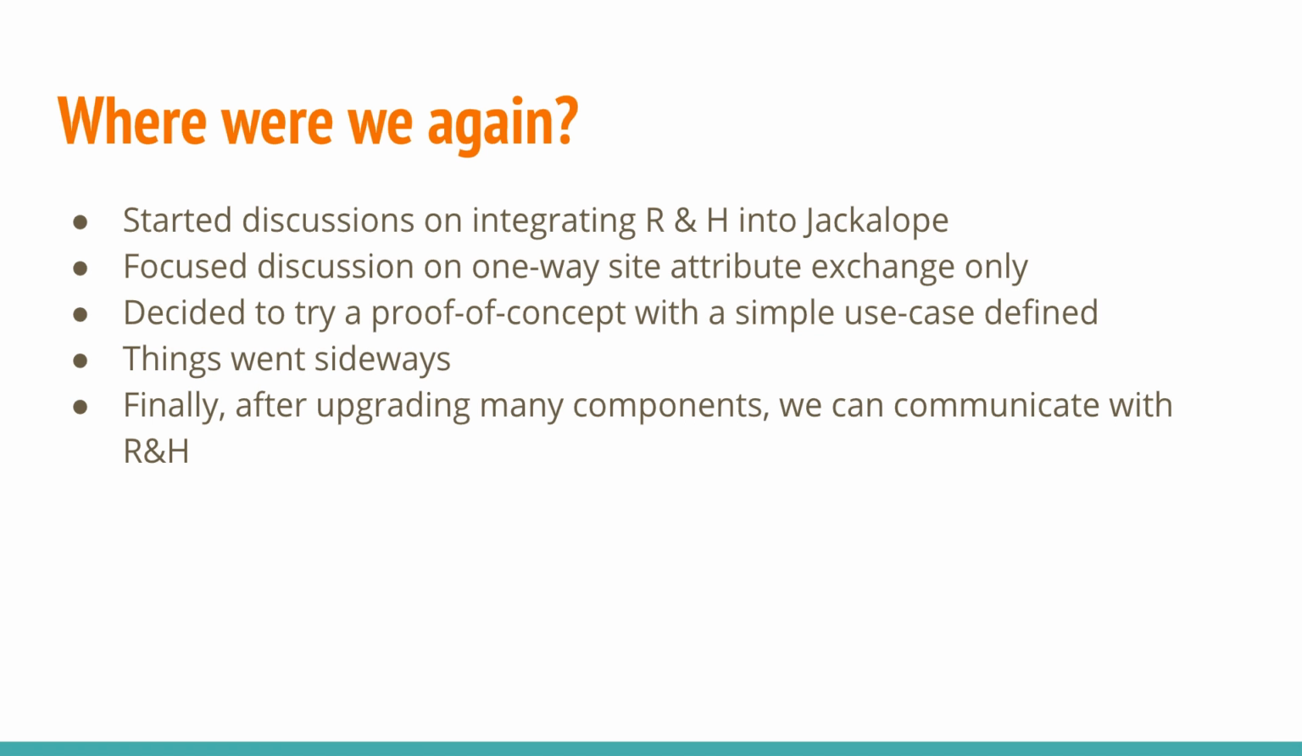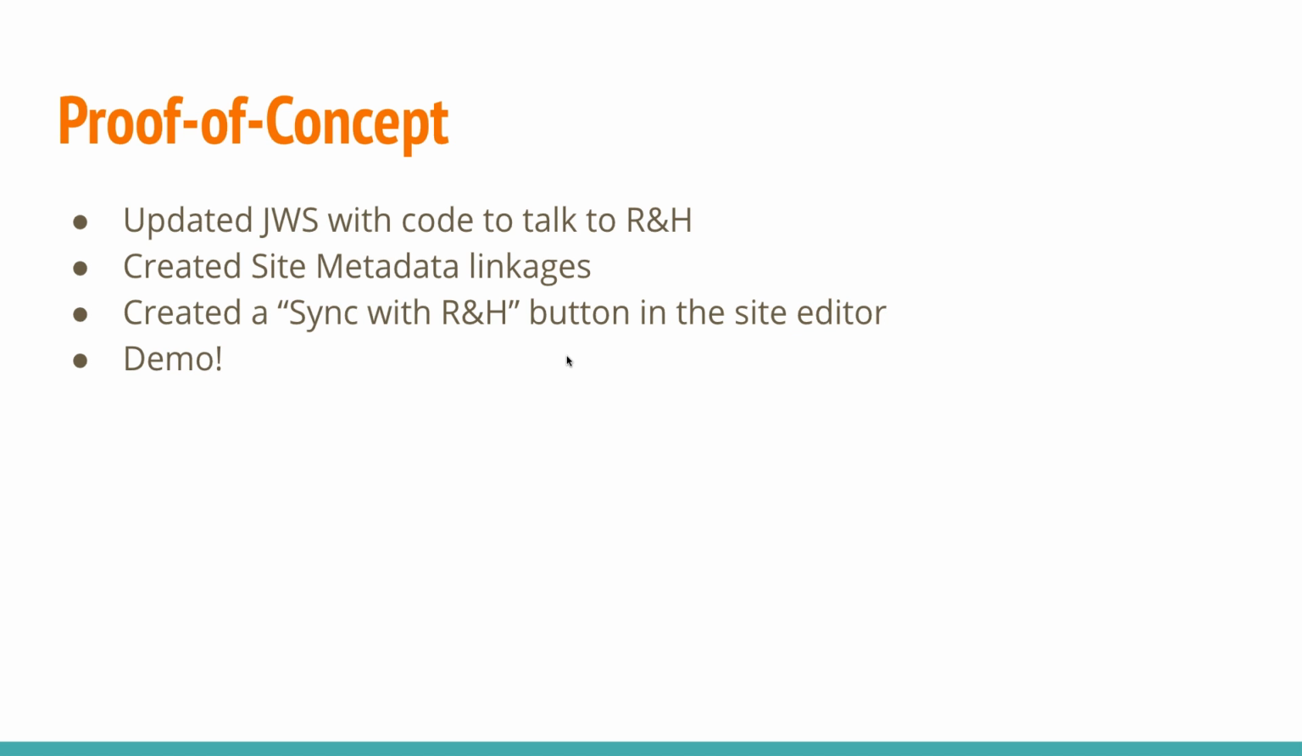But what we decided to do is separate JWS. It is now its own web service with a different port number. So Jackalope queries JWS, JWS queries roads and highways, and it all seems to work just fine. We got past that critical flaw late last year, and since then we've just been trying to schedule this and have had some scheduling issues. So yes, we can now communicate with roads and highways. We updated JWS.